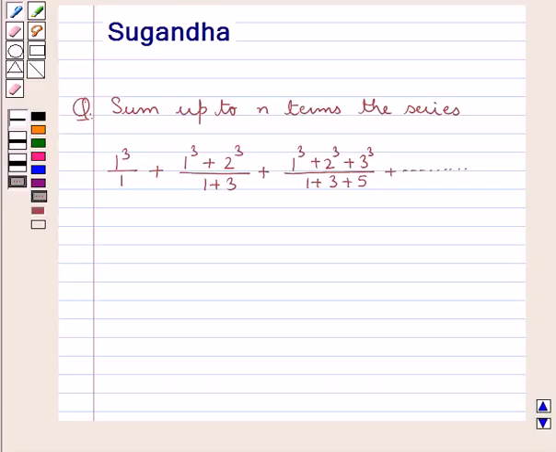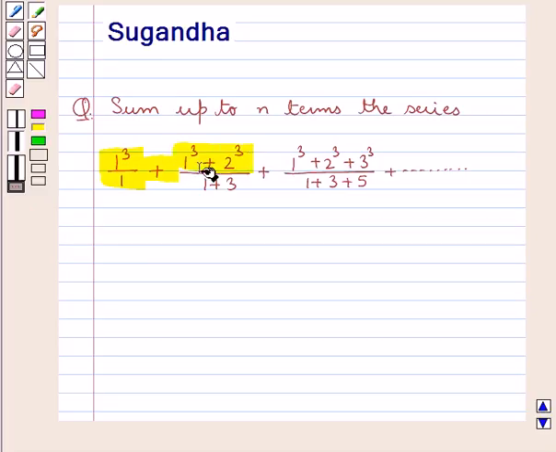In this session, we discuss the following question, which says: sum up to n terms the series 1 cube upon 1, plus 1 cube plus 2 cube upon 1 plus 3, plus 1 cube plus 2 cube plus 3 cube upon 1 plus 3 plus 5, and so on.